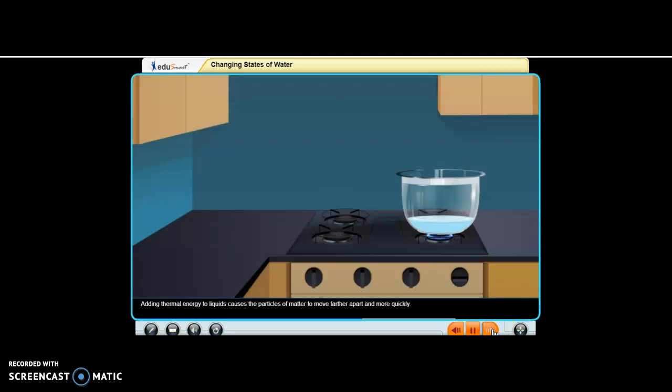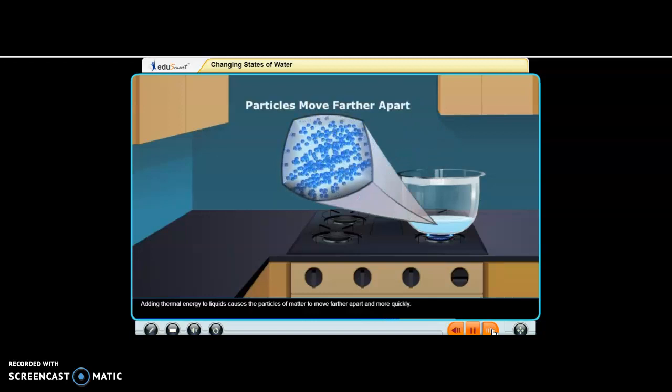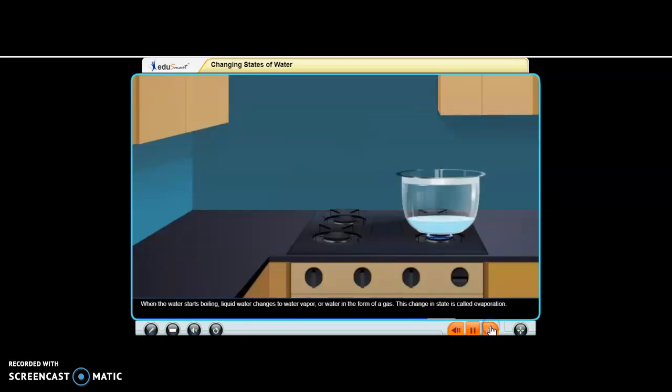Adding thermal energy to liquids causes the particles of matter to move farther apart and more quickly. When the water starts boiling, liquid water changes to water vapor, or water in the form of a gas. This change in state is called evaporation.